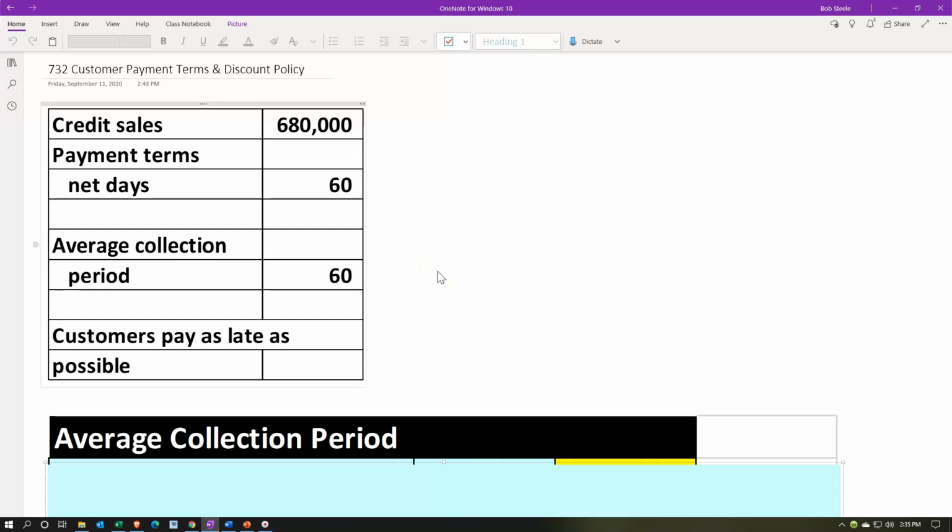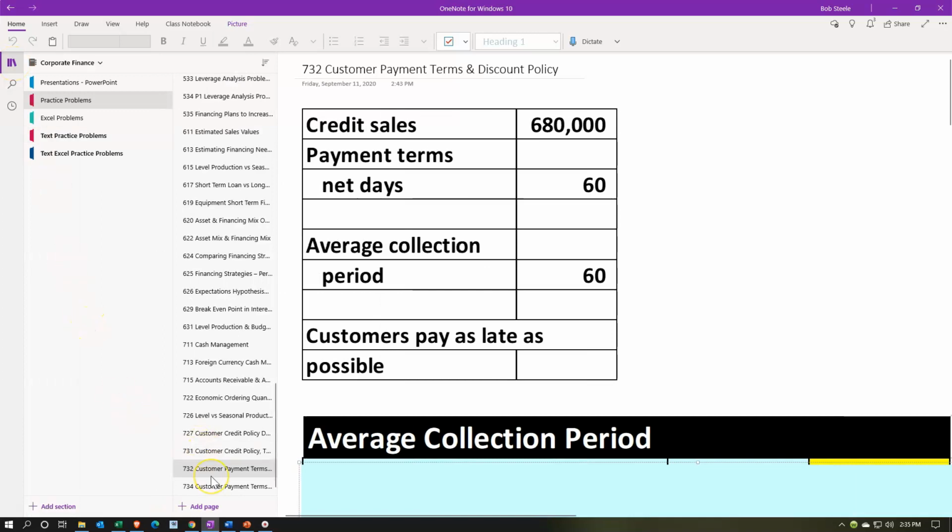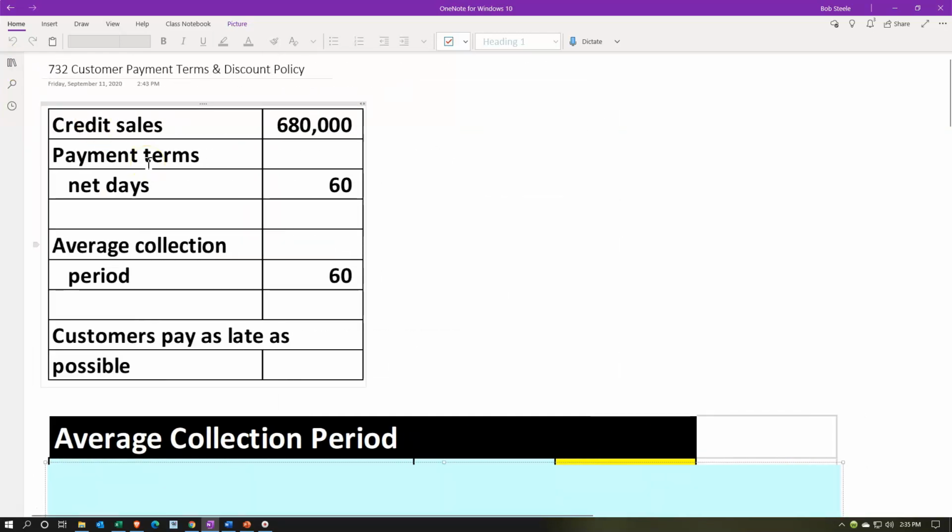Here we are in OneNote. If you would like to follow along in OneNote, you're not required to do so, but if you have access to it and would like to, we are in the 732 Customer Payment Terms and Discount tab in the Practice Problems section. Closing this back out, we're going to have our information up top. We'll use that to work through the practice problems.